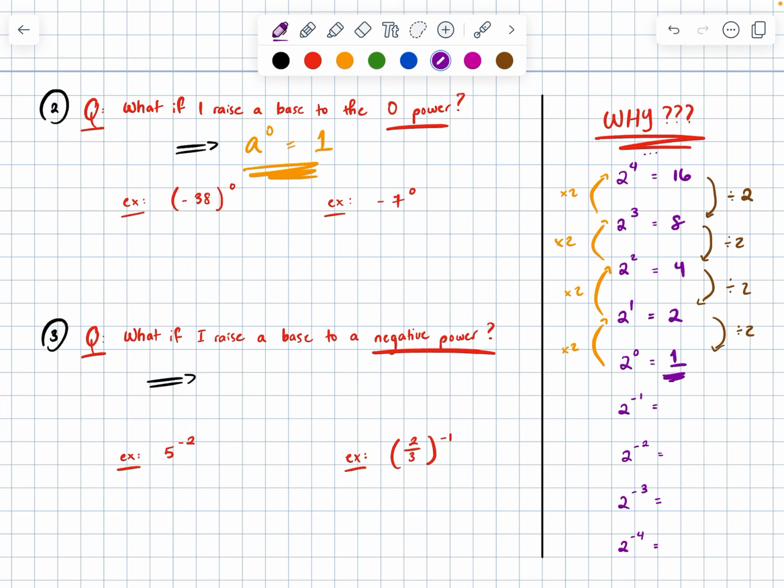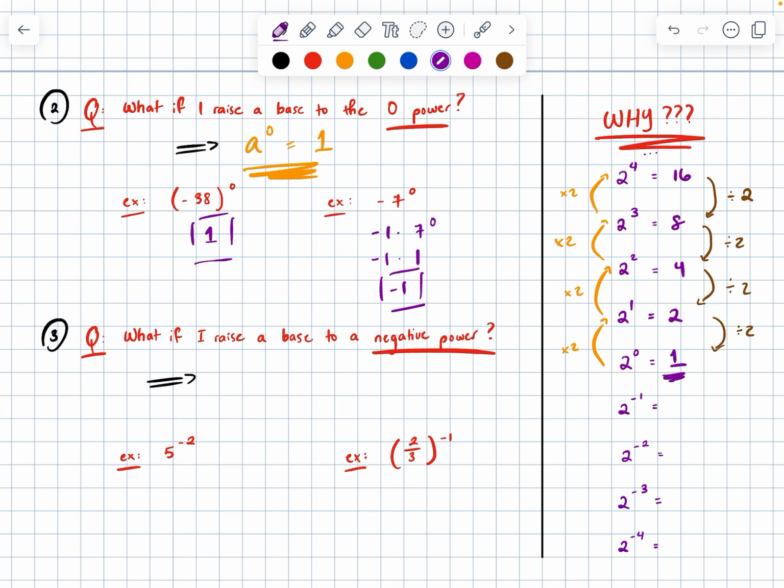5, 4, 3, 2, 1. Well, negative 38, the base is negative 38. Anything raised to the power of 0 is 1. But for negative 7 to the power of 0, remember that this is an order of operations question in disguise. A negative sign in front of something means negative 1 times the thing. 7 to the power of 0, anything to the power of 0 is 1. So I have negative 1 times 1. This guy works out to negative 1.